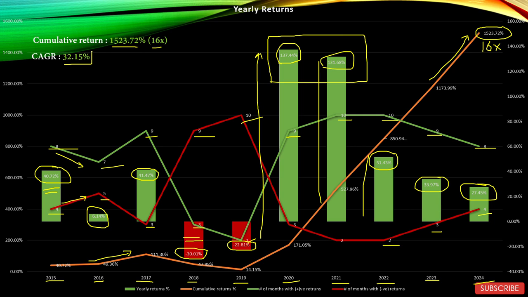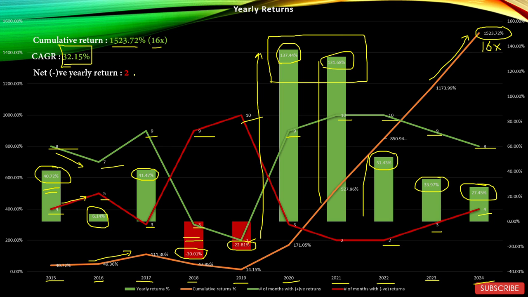CAGR of 32.15%. Very good CAGR. Any CAGR more than 30% is very good CAGR. And this too is for 10-year periods, not 5-year periods. If we calculate it for 5 years, it would be huge. So 10-year period CAGR is 32.15%.